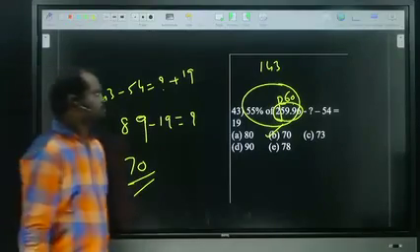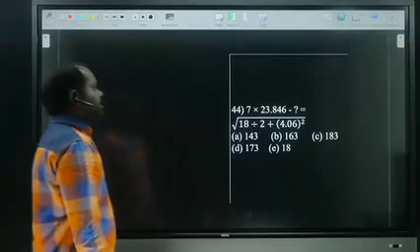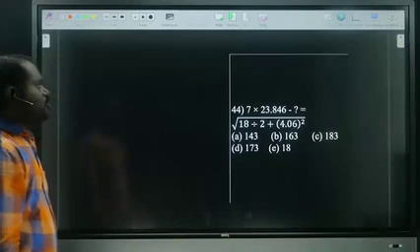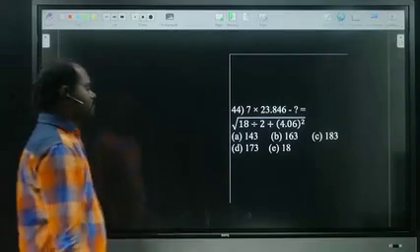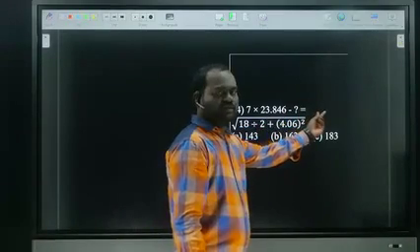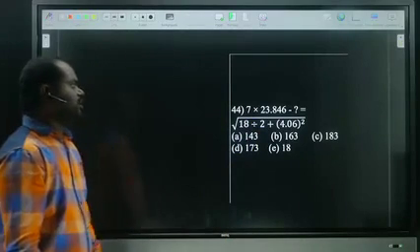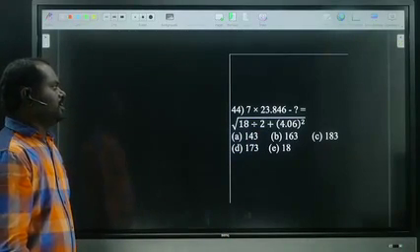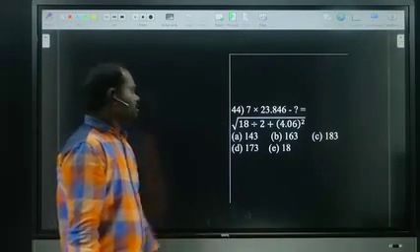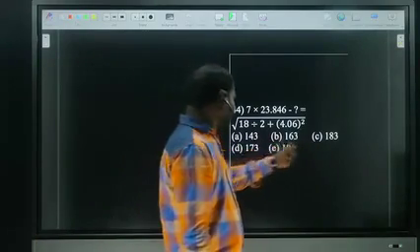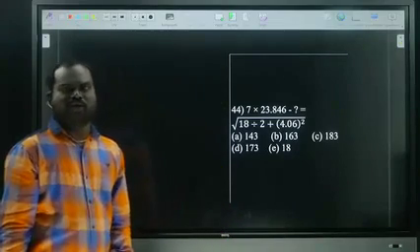Next. 7 into 23.846 minus question mark is equal to the square root of (18 by 2 plus 4.06 whole square), beside this. Now observe the multiplication and division here. The options are 143, 163, 183, 173, 120. The options are not very close, only moderately apart.